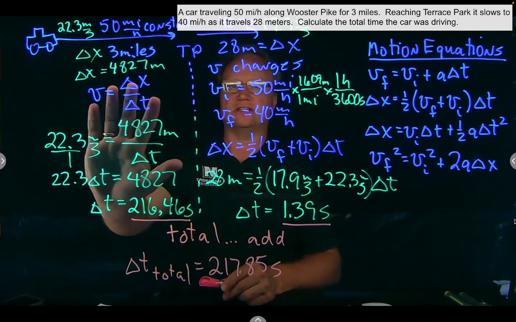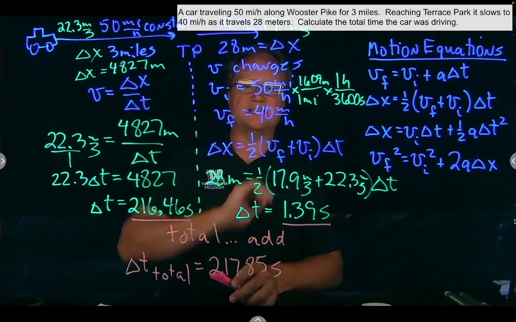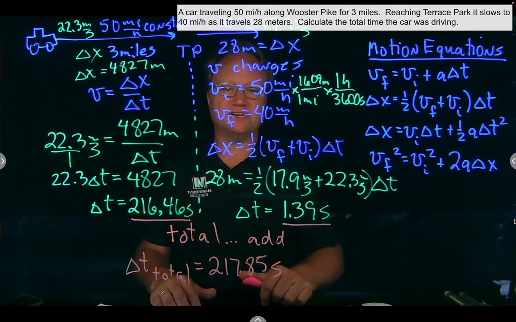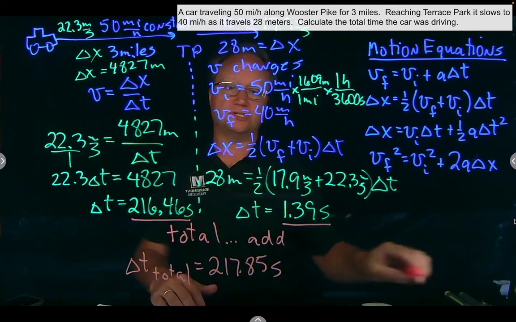So sometimes you will run into situations where you have two different distinct segments of the motion. In this case, constant, and then an acceleration. And you have to segment and keep the information given about each section separate and decide what equations to use.